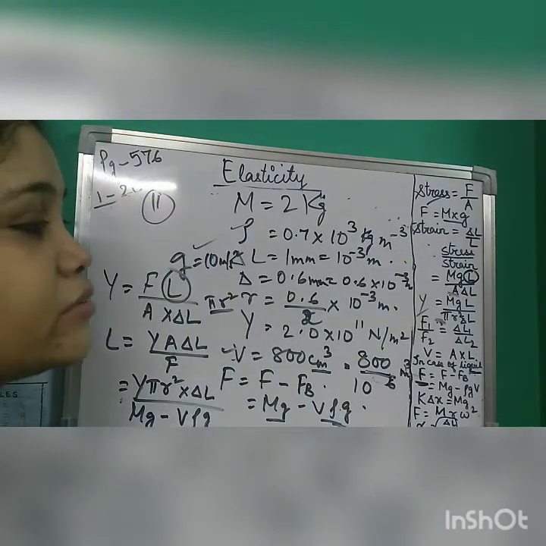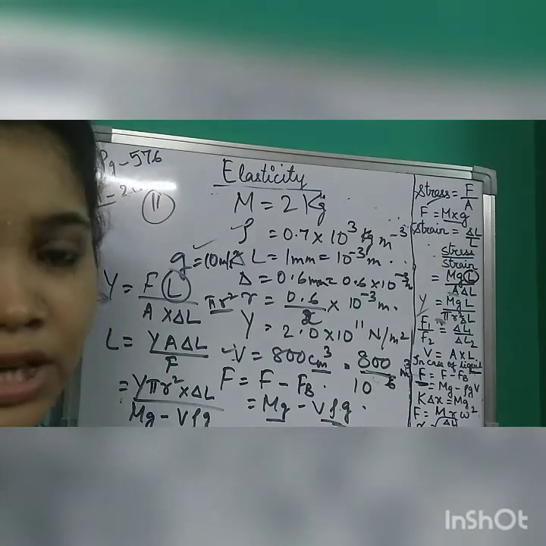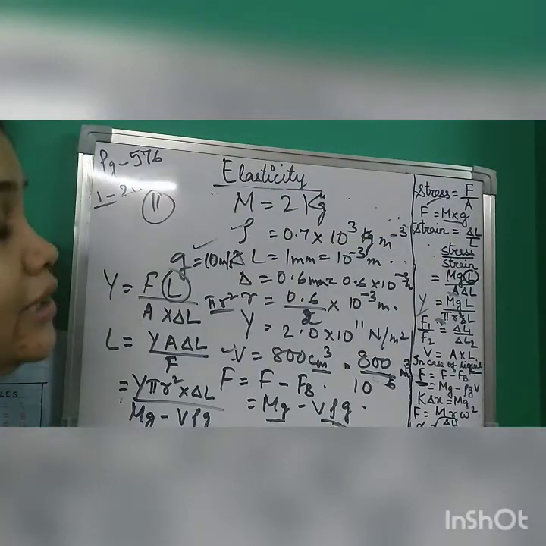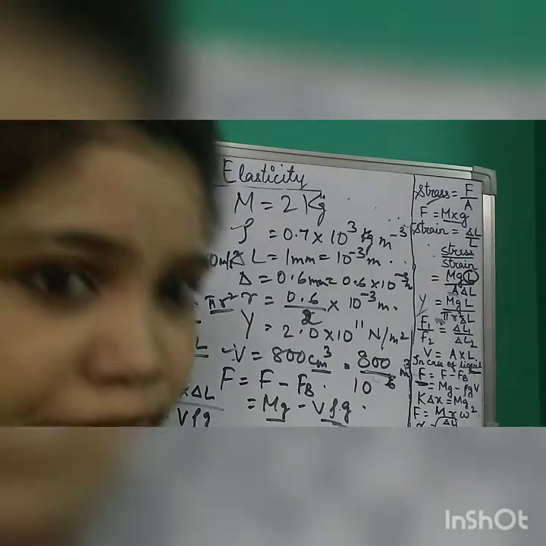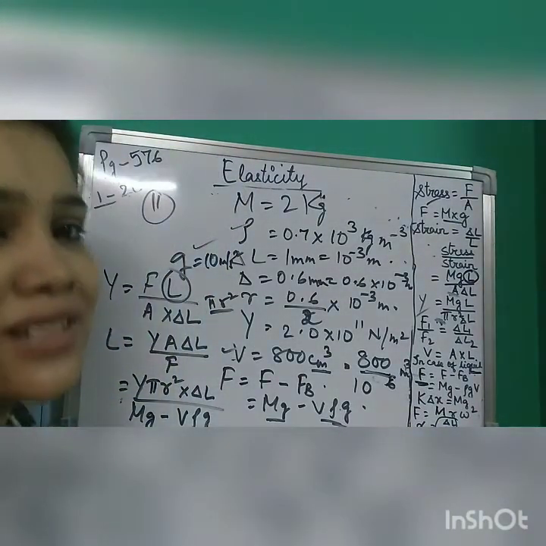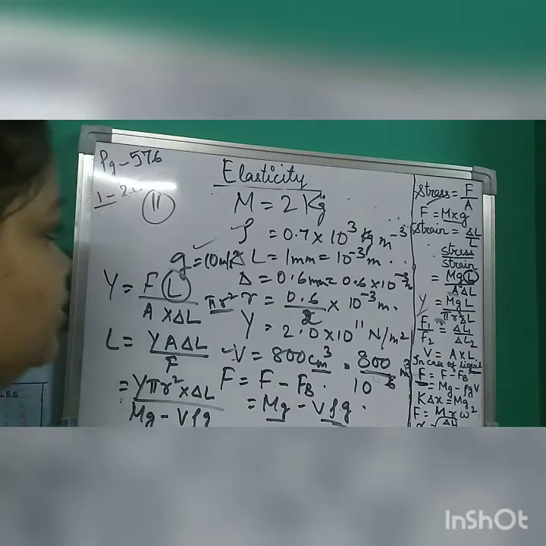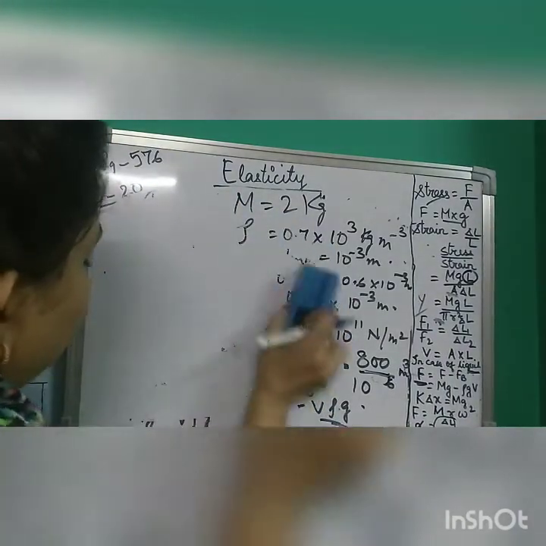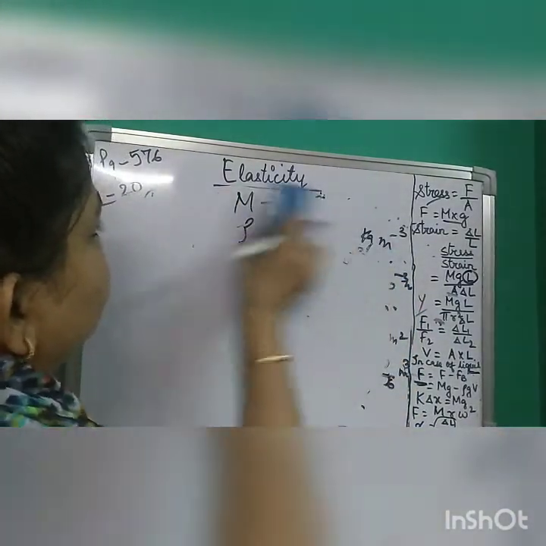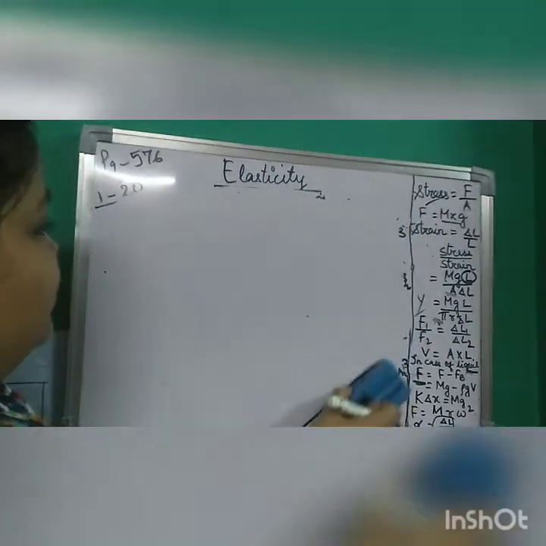So remember, whenever a substance is put in a liquid, two types of force act: the force with which we are putting the body in the liquid, and the force given by the liquid, which is the buoyant force, which you have done in class 9 also. Buoyant force is V rho g. Okay, so now let us do sum number 12 and see what it tells us.